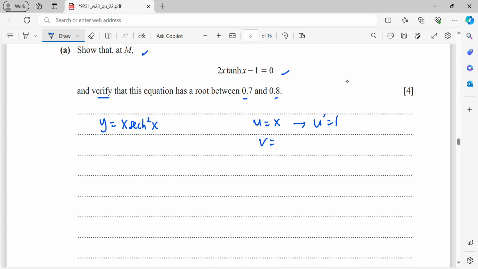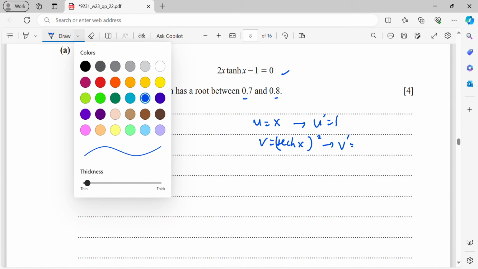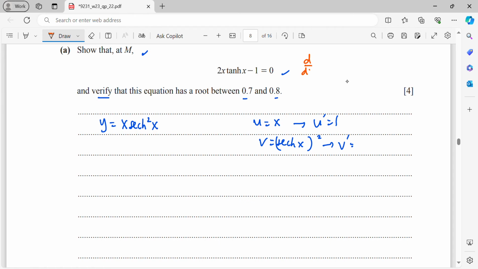My v is the square of hyperbolic secant x. So now for my v prime, when you differentiate, you are actually referring to the formula called the power rule. Differentiate f(x) to the power n, that is n f(x) to the power n minus 1 times f prime x.